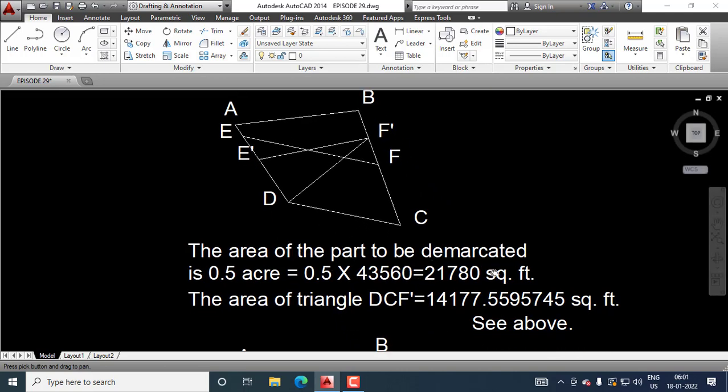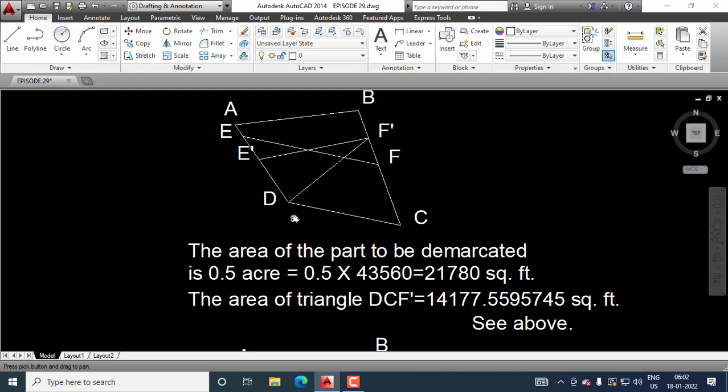The area of the part to be demarcated is half an acre. This area must be half an acre. That means half into 43,560 is equal to 21,780 square feet. 1 acre measures 43,560 square feet. The area of this triangle DCF dash is 14,177.5595745 square feet. This we calculated above.